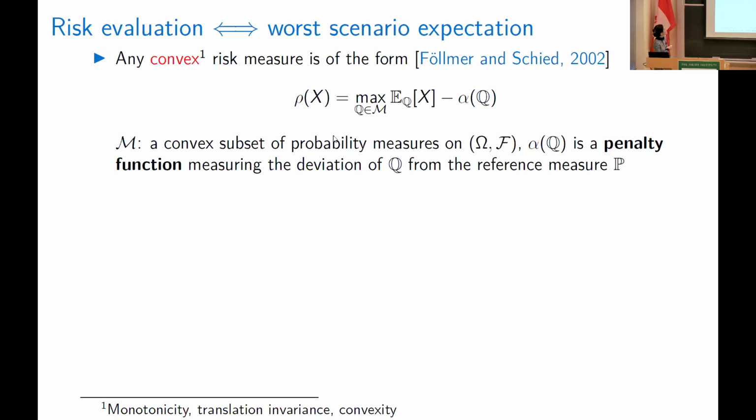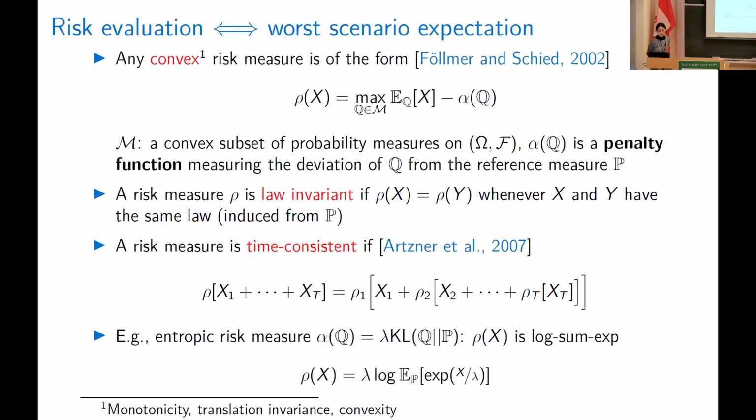As you can see, we actually evaluate the worst case scenario among an uncertainty set M, which is usually a convex subset of the probability measures on omega. Together with alpha of Q, which we call the penalty function, that measures the deviation of this Q, this worst case scenario, from the reference measure P.